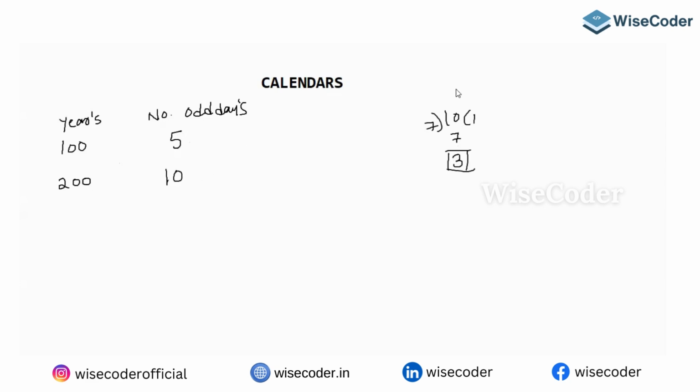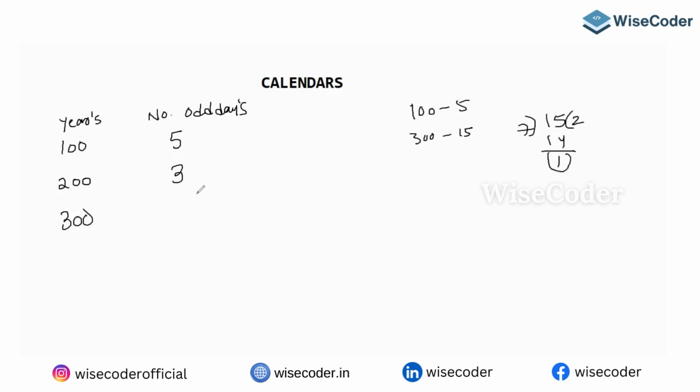So 200 years will have 3 odd days. In the same way, 300 years will have how many odd days? 100 years have 5 odd days, so 300 years will have 15 odd days. But 15 is more than 7, so 7 twos are 14 and I am left with 1. So if someone asks how many odd days 300 years have, the answer is 1 odd day.